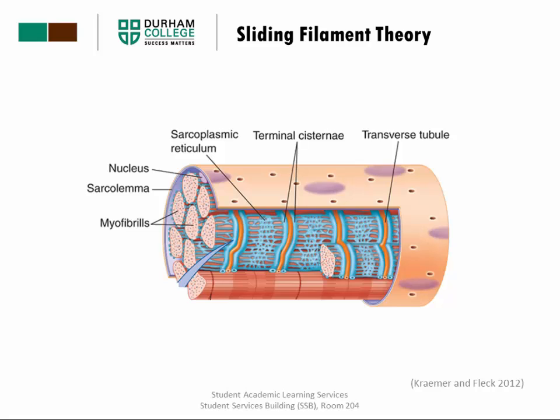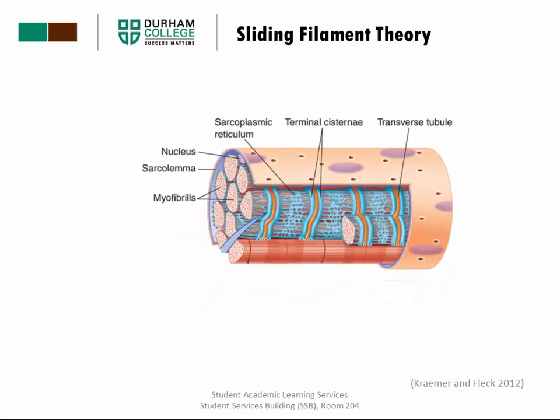These last 3 components are important for transmitting a signal from nerves that make muscles contract. The transverse tubules are tubes that run across and through the cell. The terminal cisternae are tubes that run alongside of the transverse tubules, and they are connected to the sarcoplasmic reticulum.